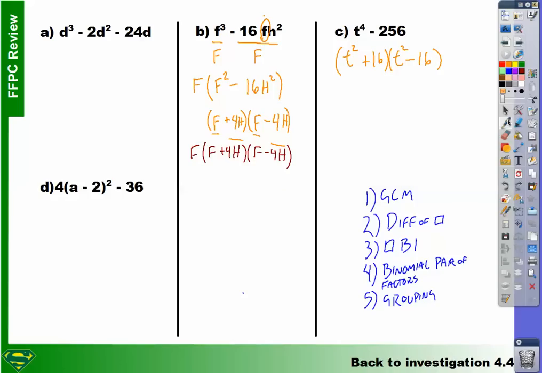So is t squared minus 16 factorable? Yeah. Why is it factorable? Because t squared is a square and 16 is a perfect square and it's subtraction. So this is a perfect square, this is a perfect square, and we are looking at a difference of perfect squares. Okay, so what's going to happen with this t squared plus 16? It stays the same. It just gets dropped down to the next line.